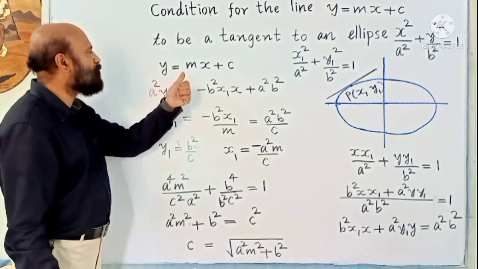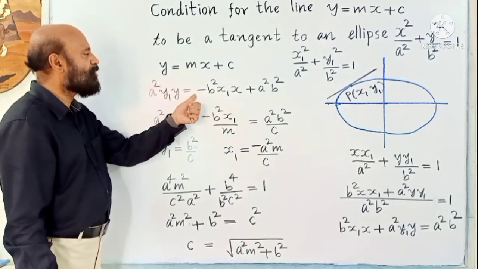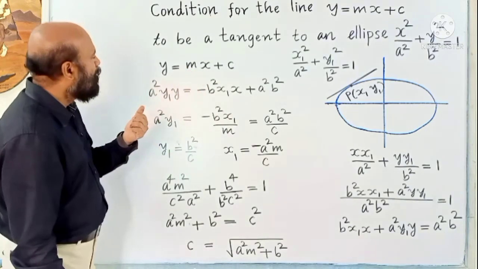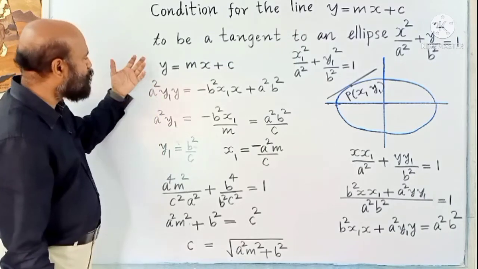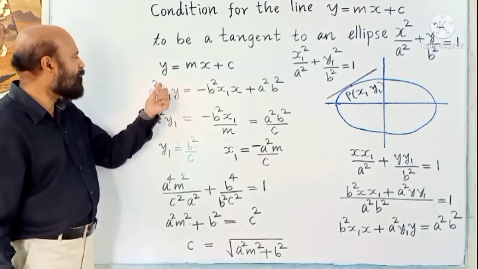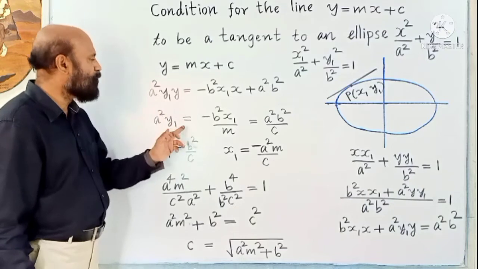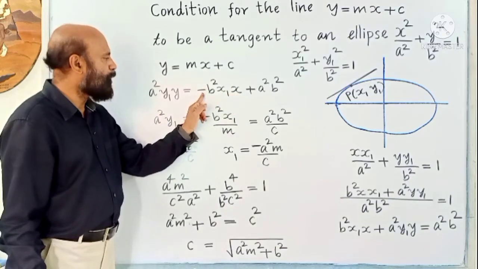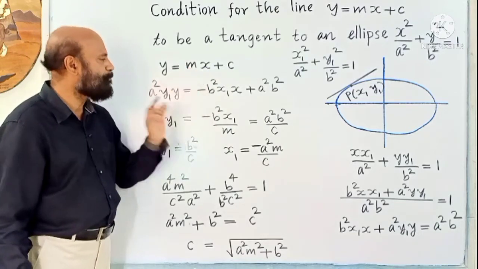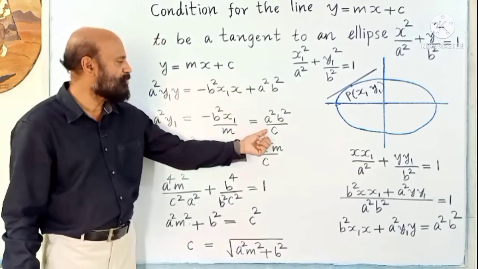Our aim is to determine the condition for this line to be a tangent. That means these two equations are representing the same line, so the coefficients should be proportional. Here the coefficient of y is a²y1, here the coefficient of y is 1. So a²y1 by 1. Here the coefficient of x is minus b²x1, here the coefficient of x is m. Here the constant term is a²b², here the constant term is c.